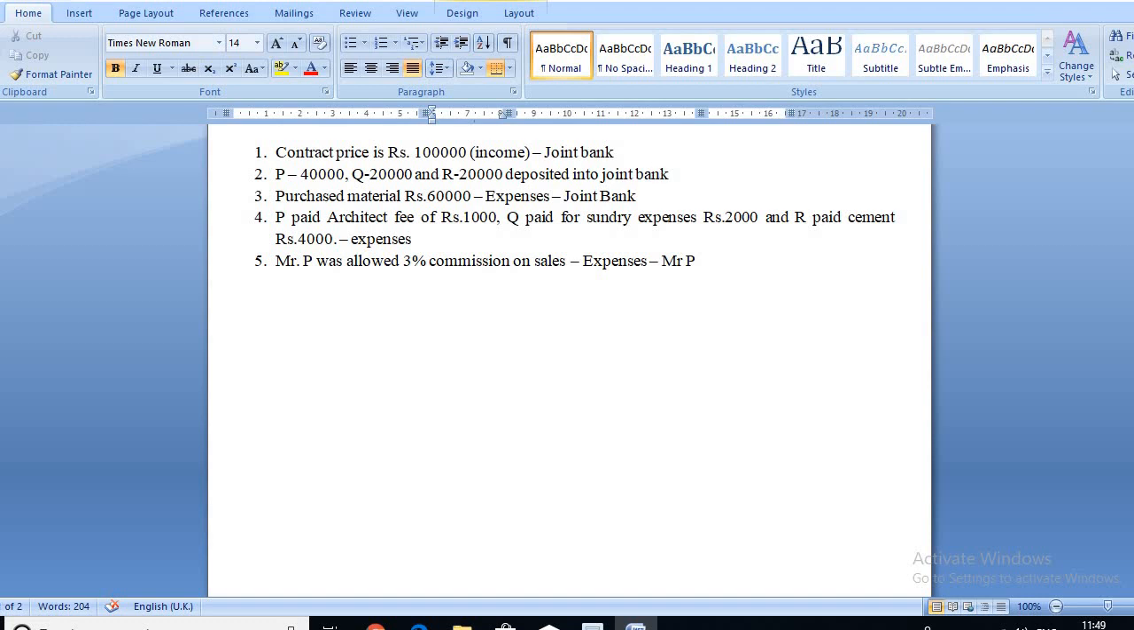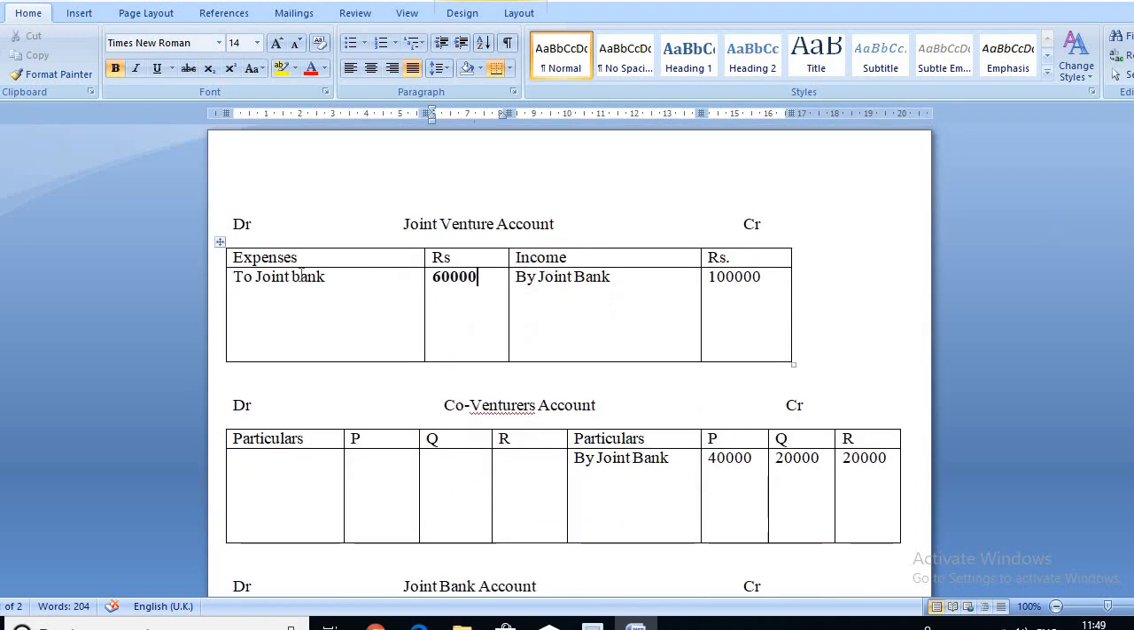Rupees 60,000. So one aspect is over. For the same entry, we have another aspect, that is credit aspect. Debit aspect is over. For the same transaction, we have to make credit entry. So here joint bank, here 60,000 is debited in joint bank account.